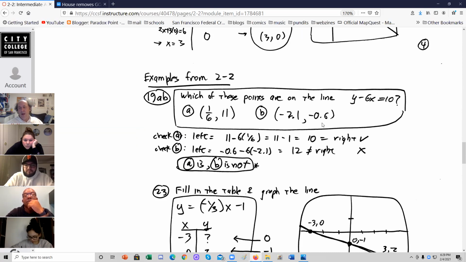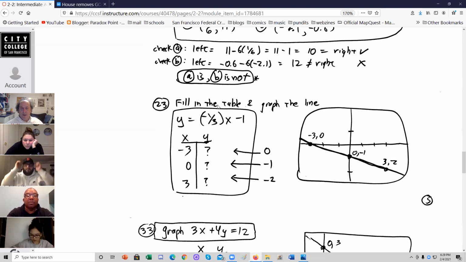(-2.1, -0.6), let's check that. All right, y is negative 0.6, so negative 0.6 minus 6 times x, which is negative 2.1. Negative 0.6 minus 6 times negative 2.1, after a bit of calculation, that's 12, which does not equal the right side, so no. Point A is on the line, point B is not.